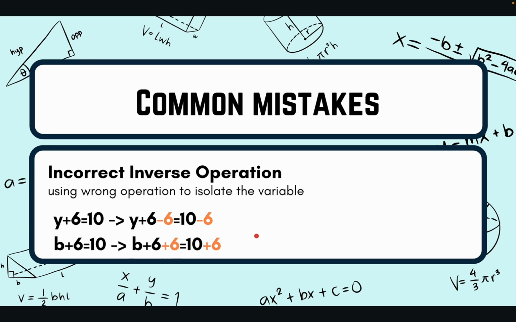If it's plus, you need to subtract it, and if it's minus, you need to add it. And if it has a multiple number, for example, like 4x, you have to divide both sides by 4. And if it has a fraction, like 1 over 3x, you need to multiply by 3 instead.